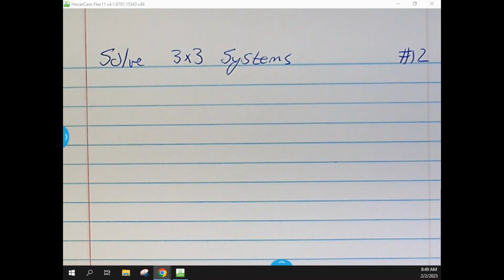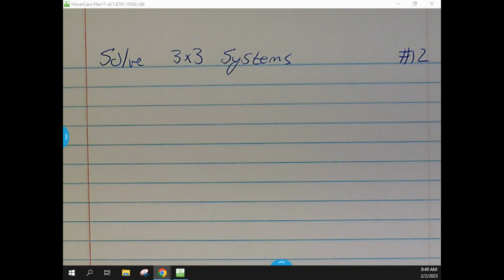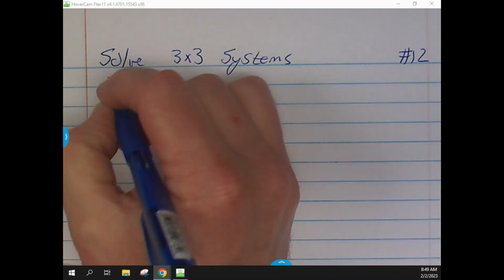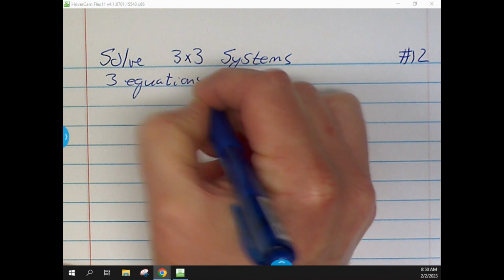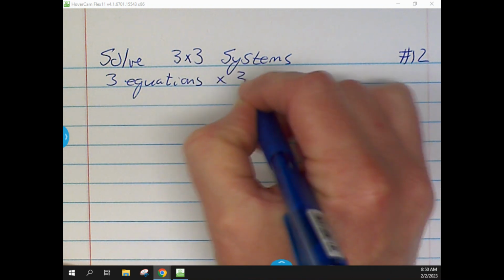All right. So again, this is up to number 12 notes wise for today. We're doing 3x3 systems. And again, the 3x3 basically means that it's three equations with three variables.